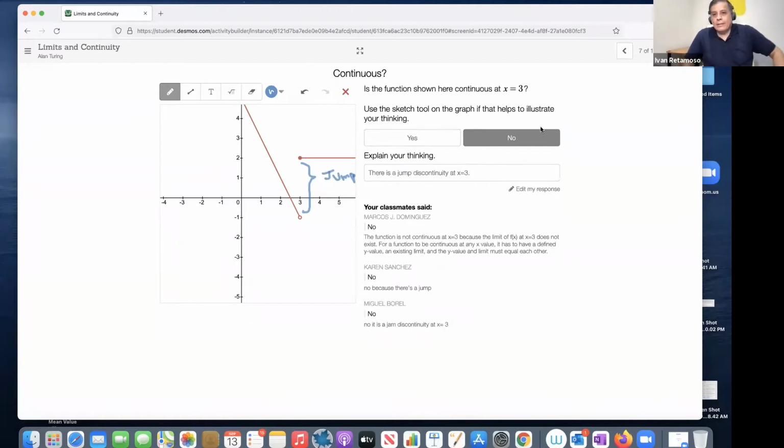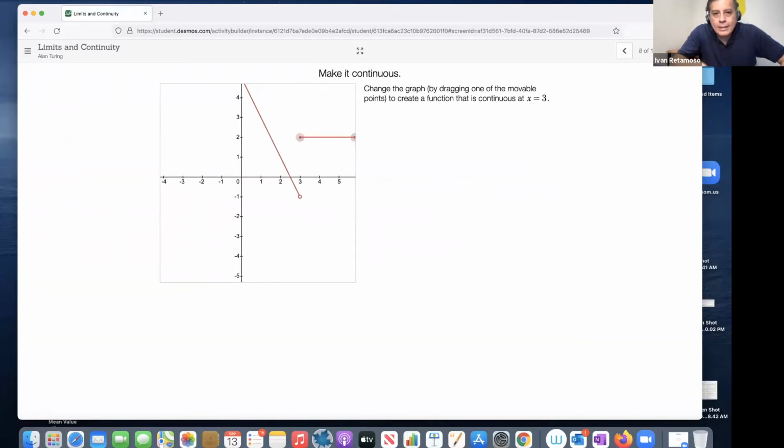All right, so probably we should go over one more challenge and then go back to the lecture. Let's see. This one. Change the graph by dragging one of the movable points to create a function that is continuous at x equal 3.